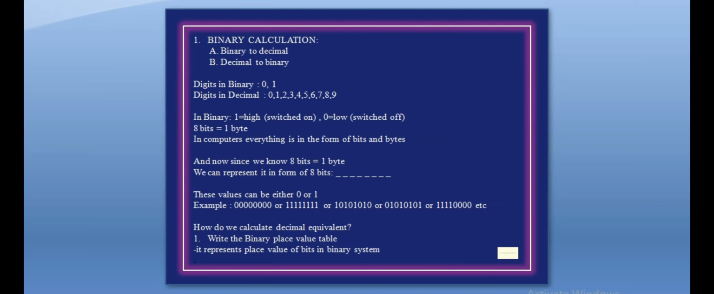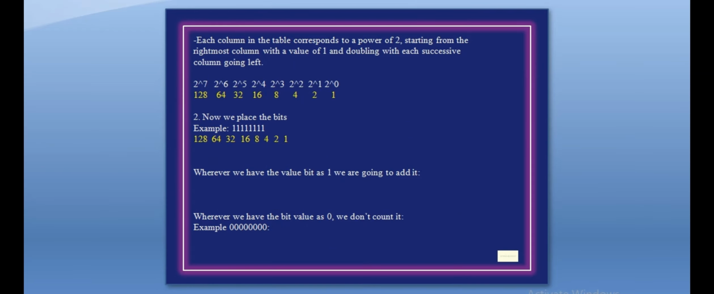Step 1 is to first make the binary place value table. What is the binary place value table? Well, it represents the place value of bits in the binary system. Sounds confusing? Let's try to make it. Each column of the table corresponds to a power of 2, starting from the rightmost column with the value of 1, doubling with each successive column going to the left. As you can see here, on the rightmost column we have 2 raised to 0, moving forward we have 2 raised to 1, and so on till we have 2 raised to 7. Under those are the values that they possess. So 2 raised to 0 equals 1, 2 raised to 1 equals 2, 2 raised to 2 equals 4, 2 raised to 3 equals 8, and so on.